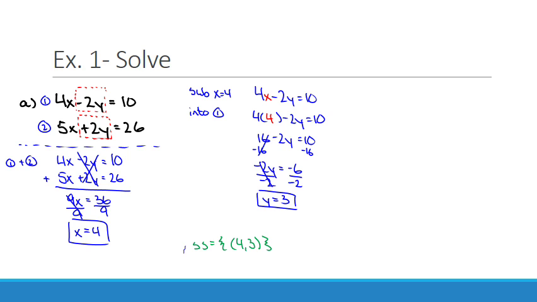And I can check it if I wish. We've checked in previous videos, but I'll do a lazier check here where I'm not going to check with both. I'm going to check just with one. I've already proved it works with equation 1, so let's prove it works with equation 2. 5x plus 2y equals 26. 5 times 4 plus 2 times 3 equals 26. The left side is 20 plus 6 equals 26. So 26 equals 26. So yes, it does check out, giving me more proof that that is my answer.